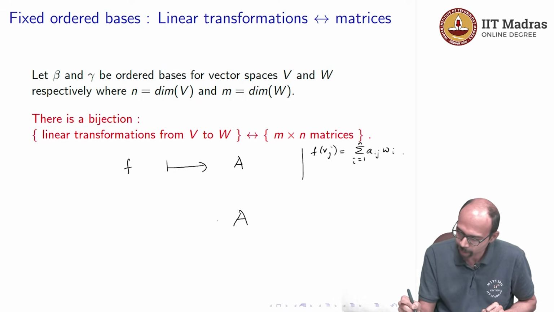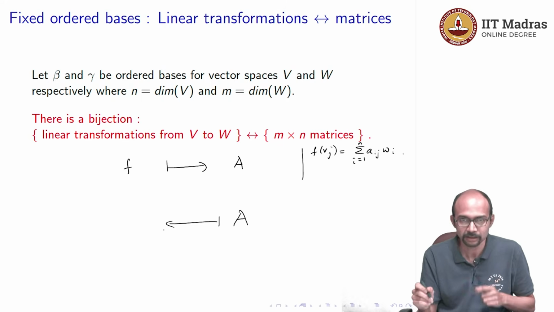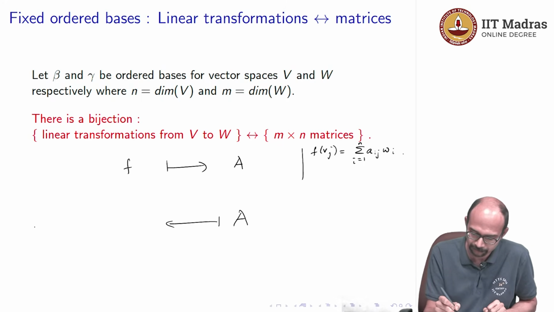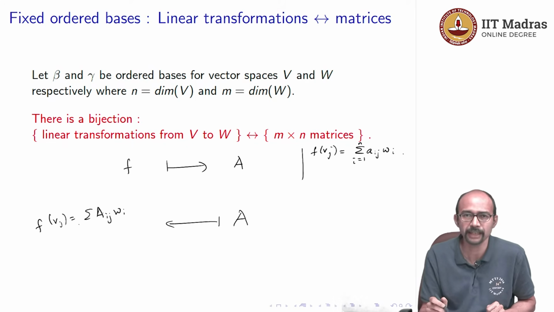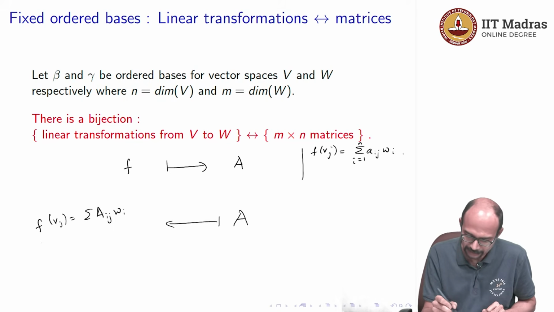On the other side, if you have a matrix A, how do I get my F? That is exactly what we saw on the previous slide. We define f of V_j to be the summation of A_ij W_i. This time I should put a capital A_ij. What is this capital A_ij? This is exactly the ijth entry of the matrix, and then we extend to a linear transformation. That is what we saw earlier, that we can do that.